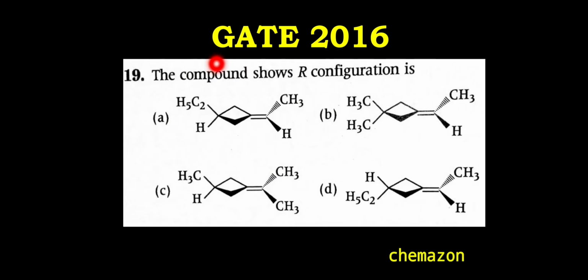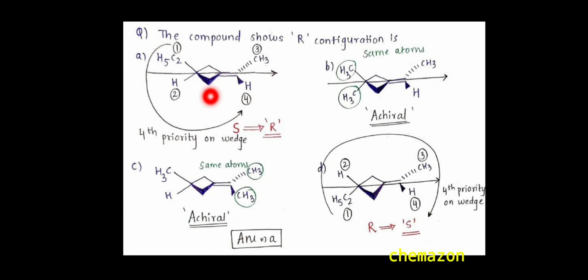Now this is a question from the GATE 2016 paper. The compound that shows R configuration is. So there are four options you can see, and you have to identify which of the following compounds will have RS nomenclature. So these are a special type of compounds very similar to allenes, and what they have done is, instead of a double bond, a ring is introduced. So always remember that a ring is very much equivalent to a double bond. So we will be treating all these molecules as normal allene molecules, and then we can find out the RS nomenclature.